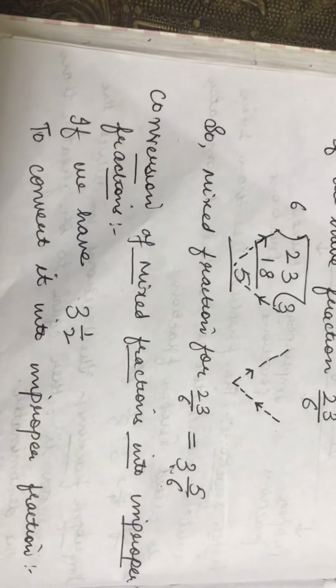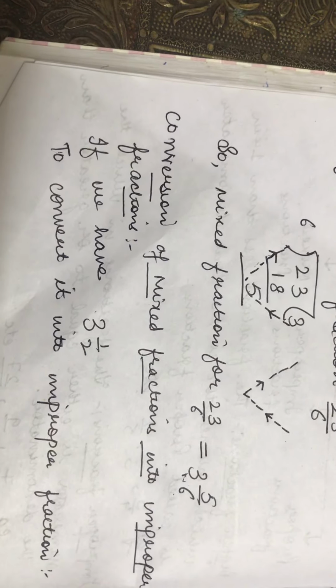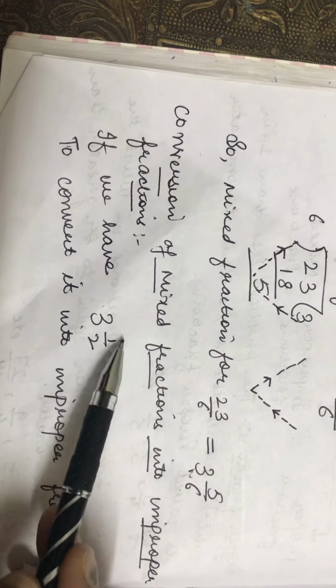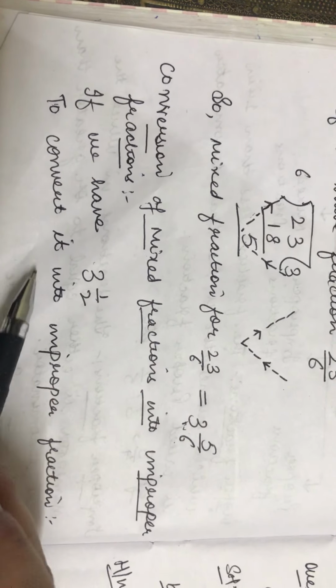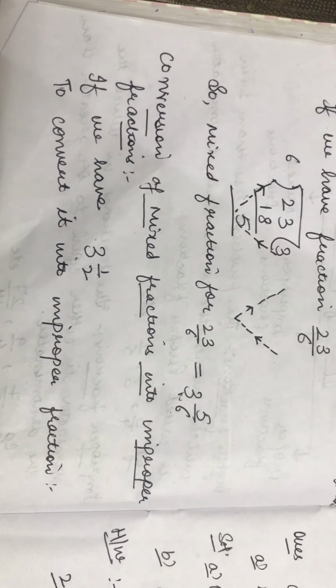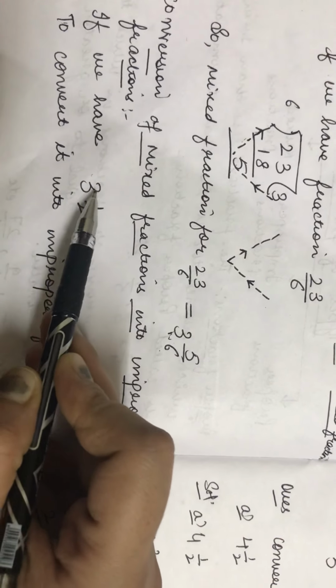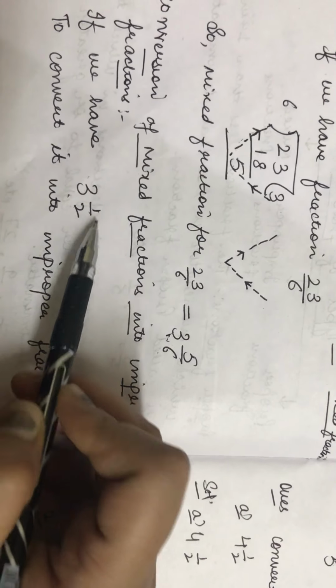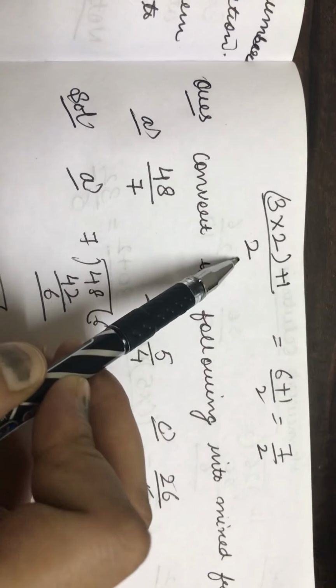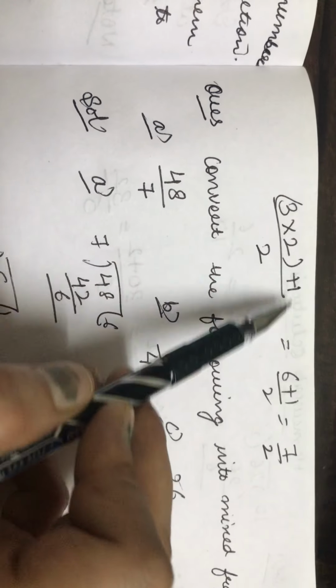Next, if I want to convert a mixed fraction into an improper fraction, suppose I have the mixed fraction 3 1 by 2, means 3 and a half, 3 is one whole part and half is one proper fraction. I want to convert it into an improper fraction. Then it will be like this. This will be multiplied by this, 2 into 3 and then plus 1. The denominator will remain the same. So it is written as 3 into 2 plus 1 divided by 2. So 3 into 2 is 6, 6 plus 1 is 7, 7 by 2.